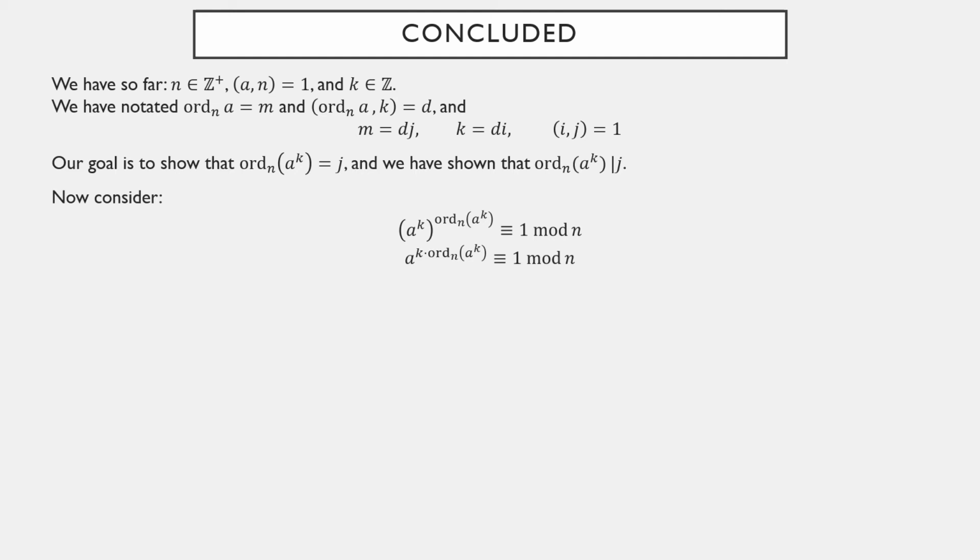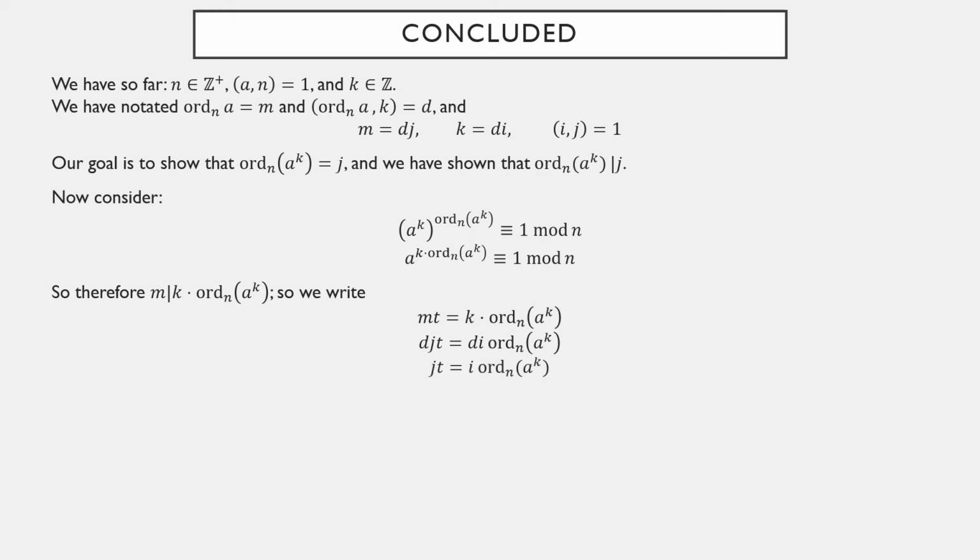Properties of exponents let me claim this is a to the k times the order of a to the k. But now what I have is a raised to some power is equivalent to 1. Therefore, the order of a, which we called m, must be a factor of that power. So m times something is that power. m was already written to be as dj and k was di, and now I can cancel d from both sides. So j times t is simply equal to i times the order mod n of a to the k.